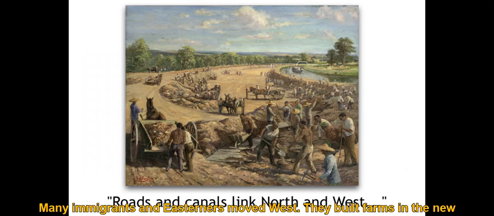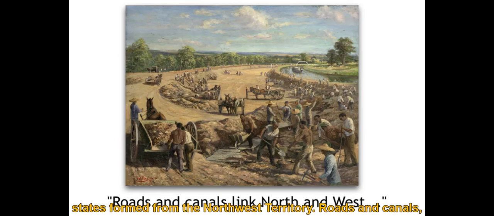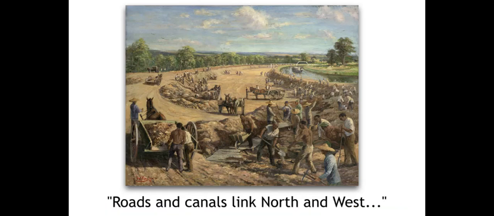Many immigrants and Easterners moved west. They built farms in the new states formed from the Northwest Territory. Roads and canals linked the North with the Northeast and the Midwest.